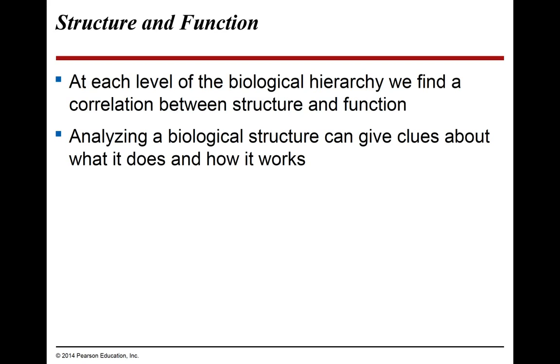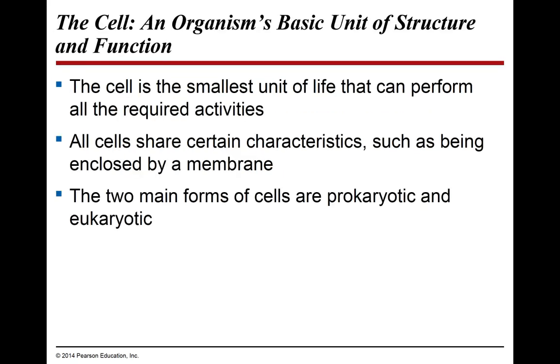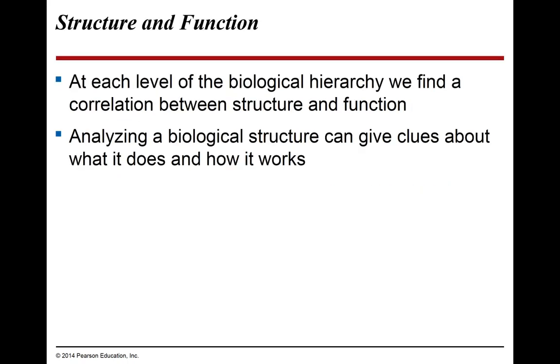They're shaped that way because of the job that they were built to do, which is very simple and honestly amazing how all these little moving parts work together because of their shapes. So at each level of biological hierarchy, we find a correlation between the structure and the function because the way something is shaped gives you a clue as to what it does. So analyzing a biological structure, the way it looks, can give you clues about what it does and how it works, right? Two things that are going to interact together are obviously going to have to be shaped so that they look like they could go together, almost like little puzzle pieces.